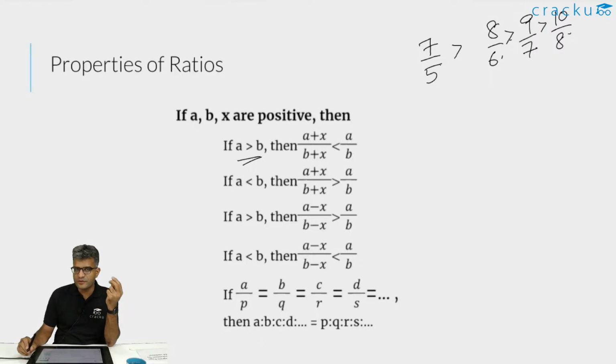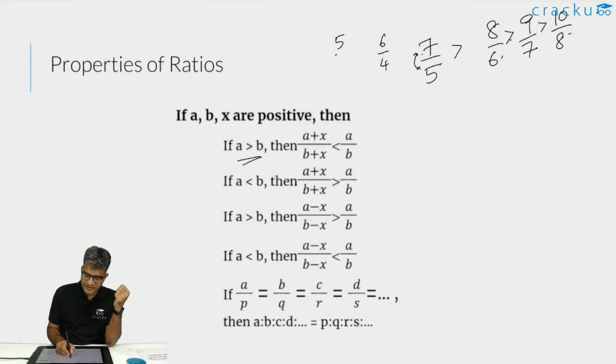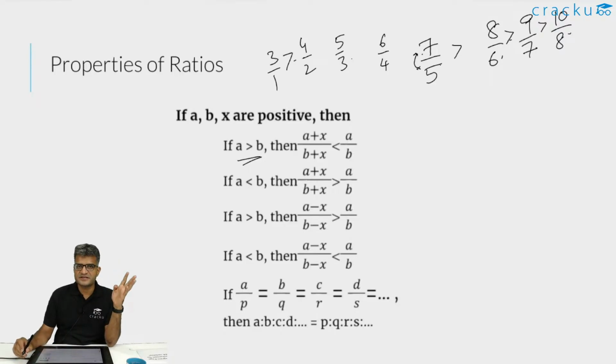One simple way to remember this is the difference between these two is 2. Now if you decrease it furthermore, instead of 7 by 5, suppose you have 6 by 4. Even more, you have 5 by 3. Even more, you have 4 by 2. Even more, you will have 3 by 1. Now 3 by 1 is definitely very large. 3 by 1 is 3 and 7 by 5 is just 1.4. So one quick way to see it is, if the numerator is greater than the denominator, this fraction will be greater than 1.